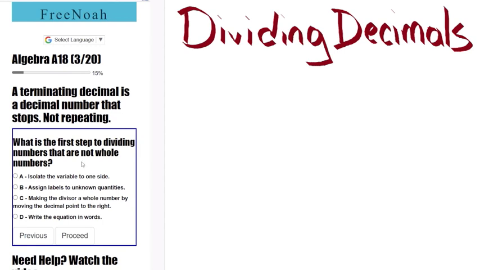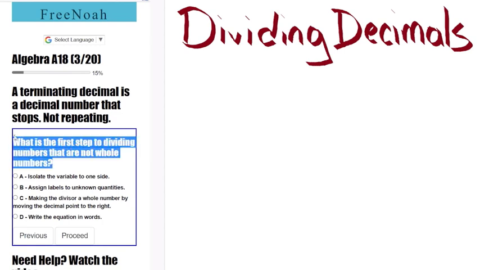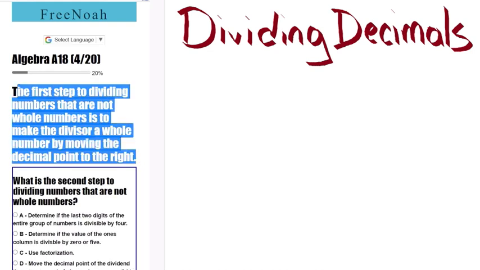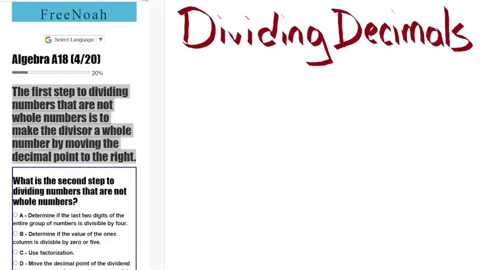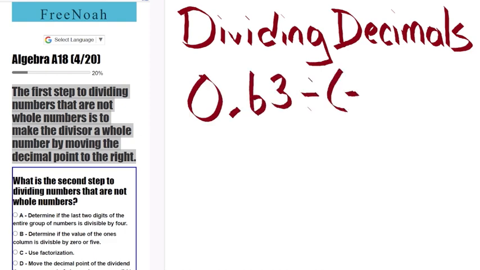Moving along here, so dividing decimals. So what's the first step to dividing numbers that are not whole numbers? In other words, decimal numbers. The first step to dividing numbers that are not whole numbers is to make the divisor a whole number by moving the decimal point to the right.